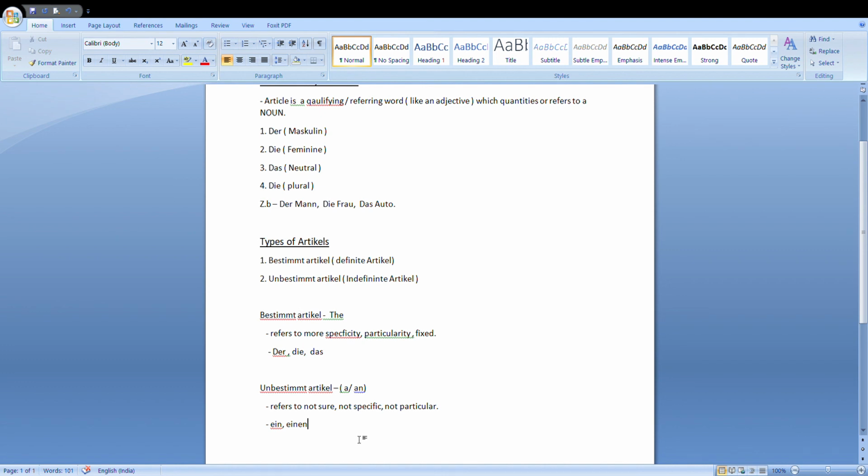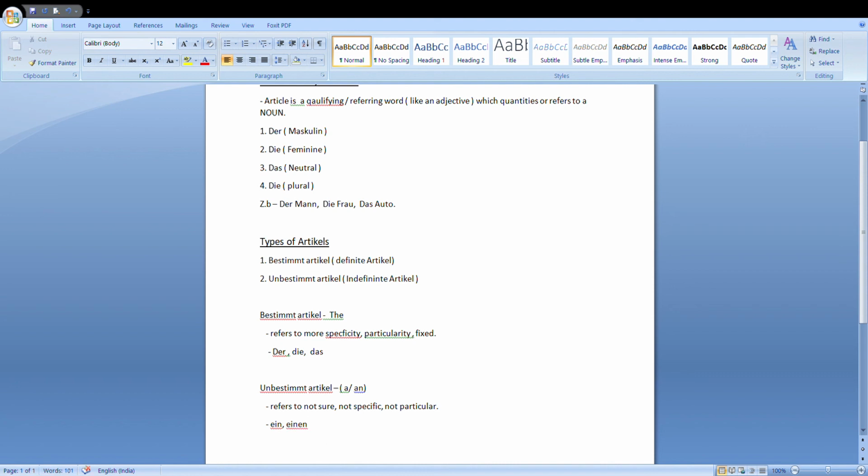And there is another one. I surely know that you are being confused. What is this thing? Ein or einen. With later videos, we'll get to know these things. So just remember, presently, these two things: bestimmt and unbestimmt article. What is the difference? One is more specific, the other is less specific.